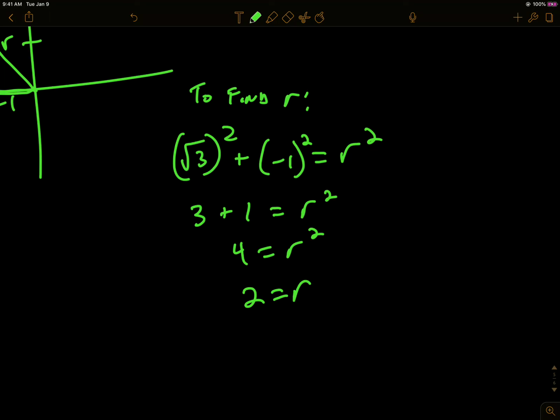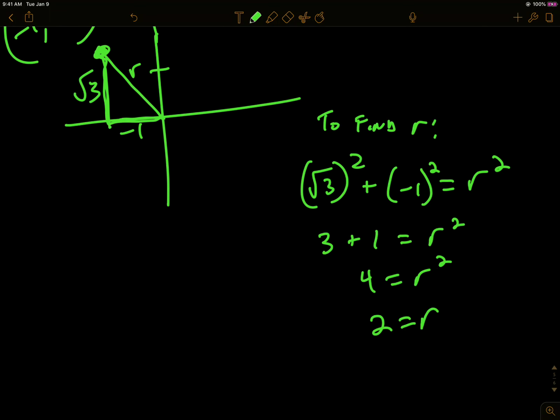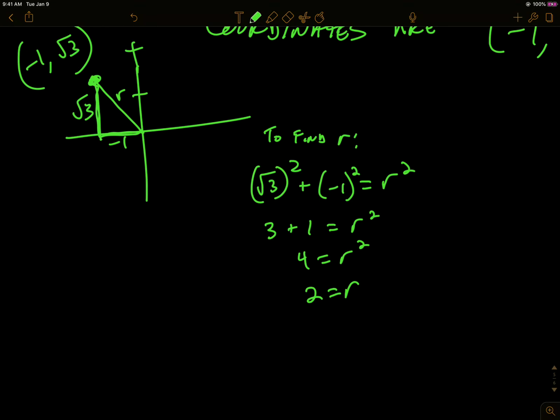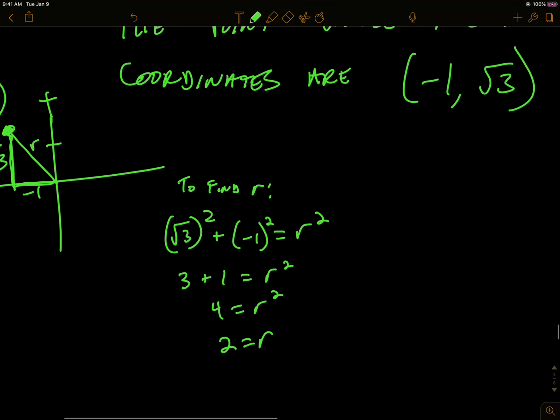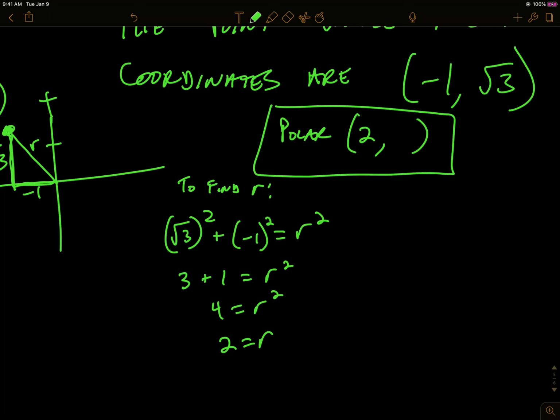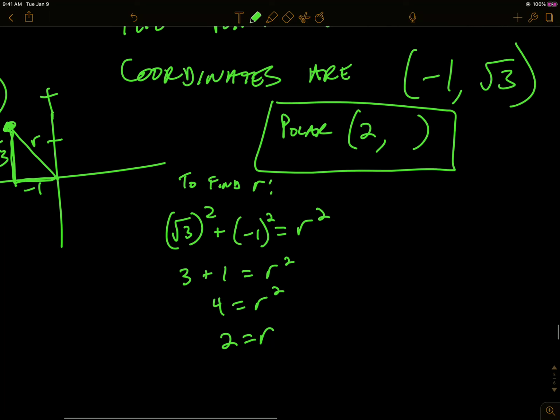And we always want kind of that positive distance. I mean, we can make it negative depending on where we end up with our angle. So for right now, we're just staying with 2. So as I write my polar coordinates here in polar form, my r is 2. So this is going to be my answer. Now I just got to come up with my angle.